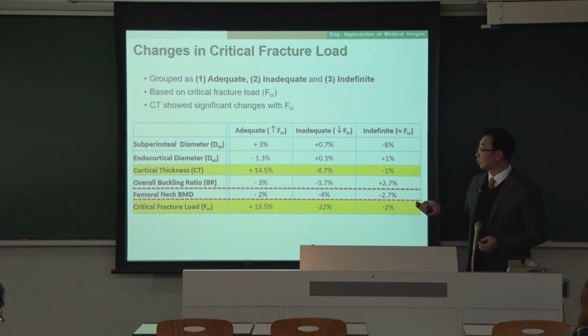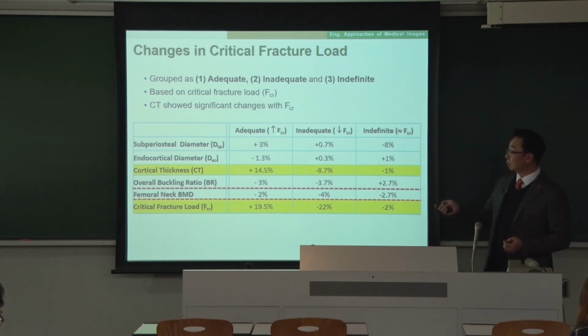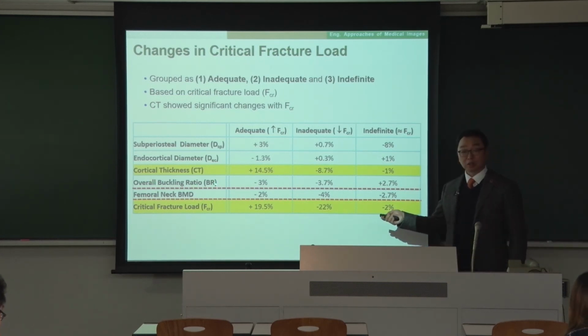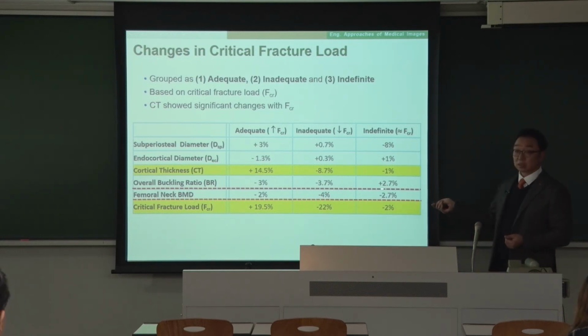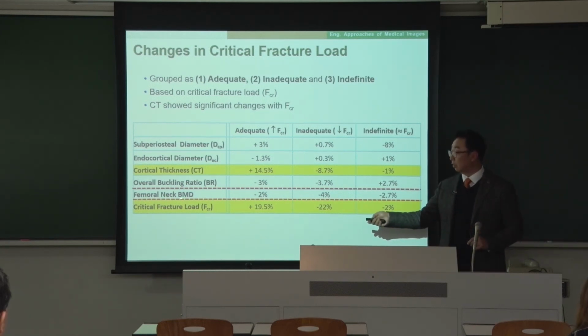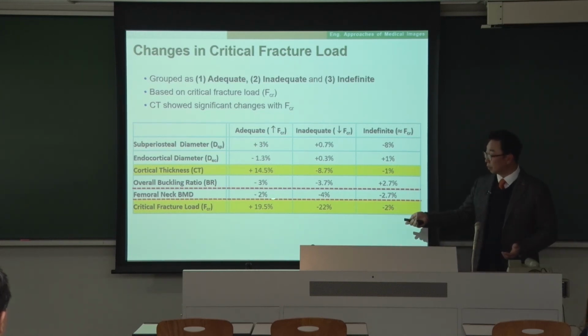Okay? You see those groups who increased their critical fracture load, decreased, and had not much change. But if you look at the overall buckling ratio, which averages the value of this femoral neck, there's not much difference. See, these are A, B, 1, 2, 3 groups. They definitely have differences from the critical fracture load point of view. But overall buckling ratio doesn't show it. Femoral neck BMD, no differences. Now the current gold standard is the femoral neck BMD, which doesn't show any differences. But out of this one group, according to BMD, we could divide into the three groups.